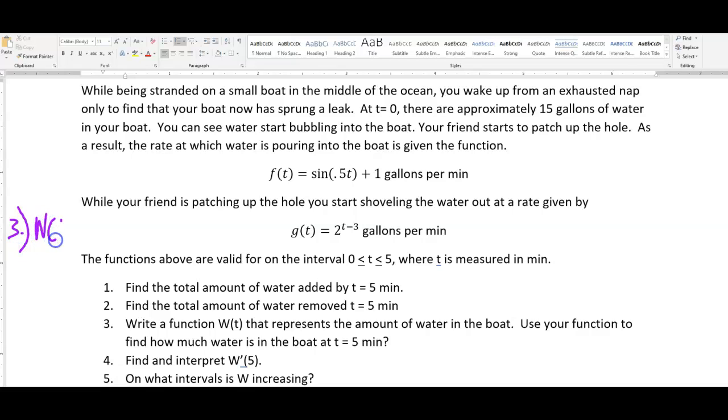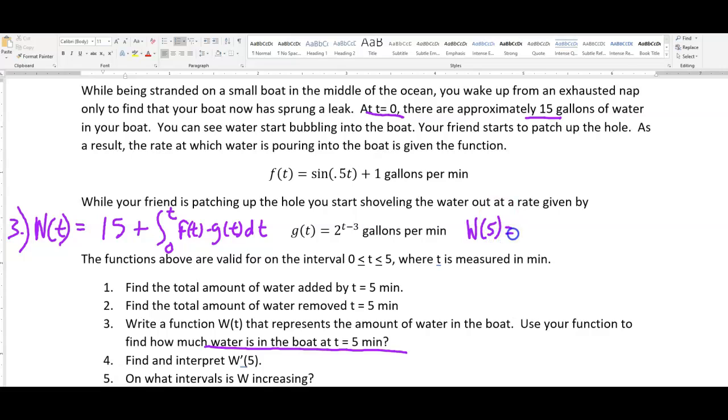So the amount of water, they want us to use the letter W for that, is equal to the starting amount of water. So at t equals 0, there are 15 gallons. So I'm going to put a 15 here and 0 here because that's the time that goes with that starting amount. And then I'll put a t here, and we do the rate in minus the rate out. And this is a function that will tell me how much water is in the boat at any given time. So that's part of the question. Now they want me to figure out how much water is in the boat at t equals 5. And so for that, basically, we're going to be plugging 5 into this function, which would look like this.